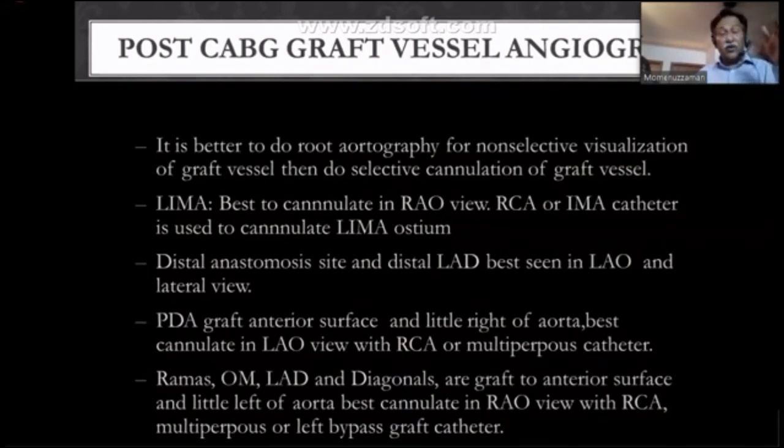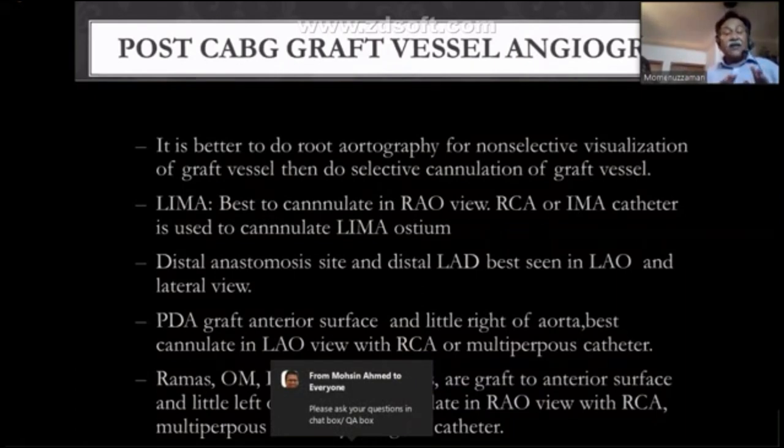So you must take these two views in a post-CABG patient to see the anastomotic site. This is the place where many a time you need to pay special attention to see anastomotic stenosis. Unless you direct the beam perpendicularly, you may not identify ostial stenosis or distal anastomotic stenosis. For the PDA graft, usually all the venous grafts are taken from the anterior surface of the aorta. For the right side, it is a little bit on the right, and for the left side, like OM and RAM, on the left side of the anterior surface of the aorta. The right coronary graft is best seen in the LAO projection, and the OM, LAD and diagonal grafts are best seen in the RAO projection.